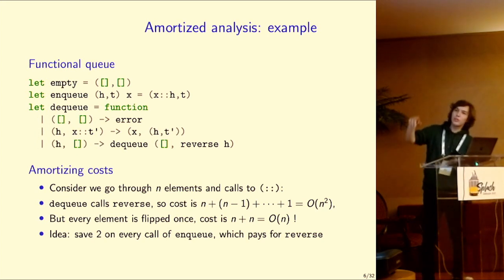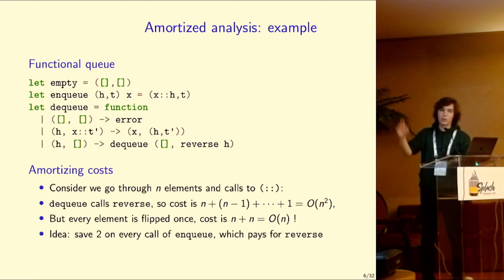Here, what we're going to do is say that if we pay the cost of 2 every time we enqueue an element, we can pay one cost for the reverse and another one for the cons right here in the enqueue, which will be enough to get the result we want about linearity. So how do we formalize that?